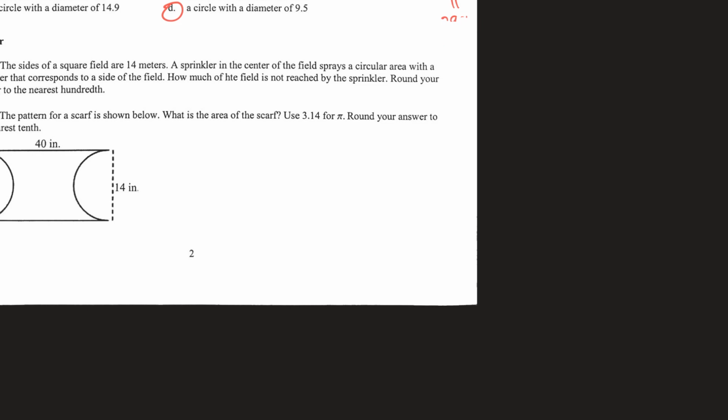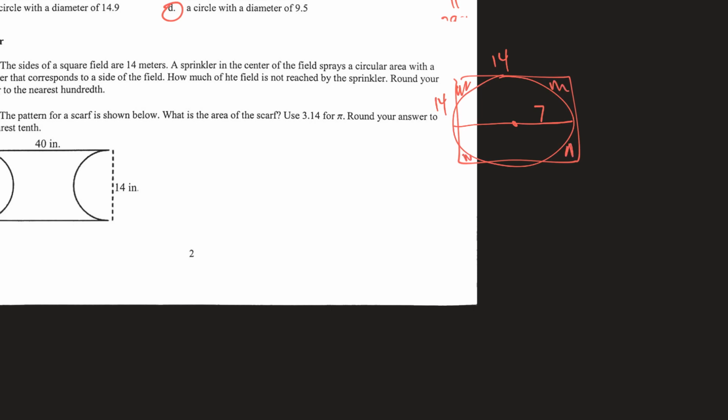So first, I have a square field, and each side is 14 meters. So this is 14 and this is 14, and we have a sprinkler, and the diameter of this is also 14, so that means the radius is 7. And the question is, what is the area of what is not covered by the sprinkler?